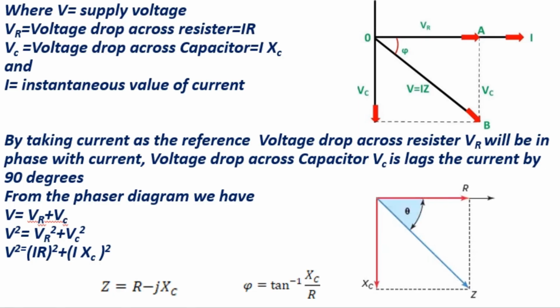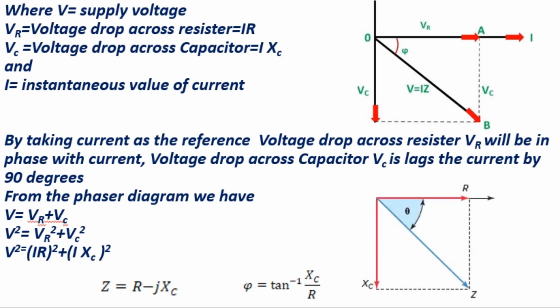By taking current as a reference, the voltage across the resistor, VR, will be in phase with the current, and the voltage across the capacitor, Vc, lags the current by an angle of 90 degrees. From the phasor diagram, we have V equals VR plus Vc, which is a phasor sum. Therefore, V square equals VR square plus Vc square. Now we can write V square equals I into R square plus I into Xc square. From that you can find the impedance Z equals R minus J Xc. The phase angle phi equals tan inverse of Xc by R.